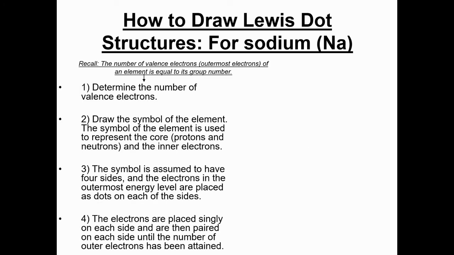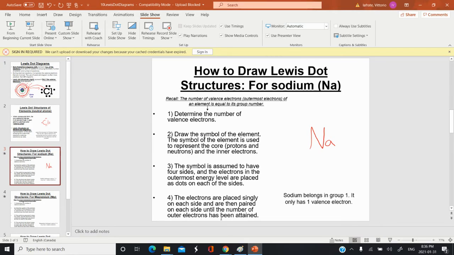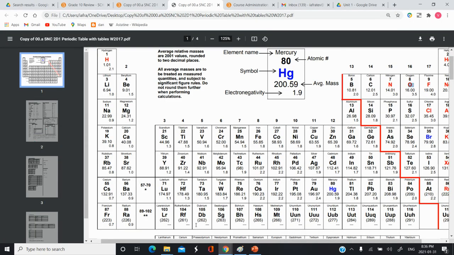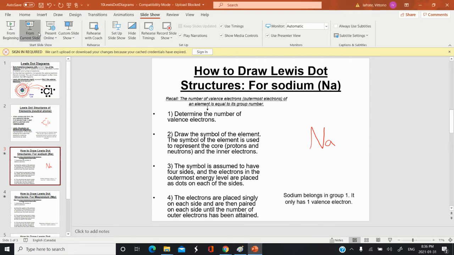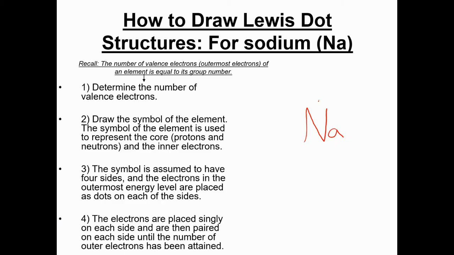So let's go ahead and do the same thing, but this time for sodium. Sodium, we'll write our symbol down, Na. Let's go take a look at what group it's in. Sodium is in group 1, so that means it has 1 valence electron. So all we have to do is put 1 dot there, and there's our Lewis dot diagram for sodium.